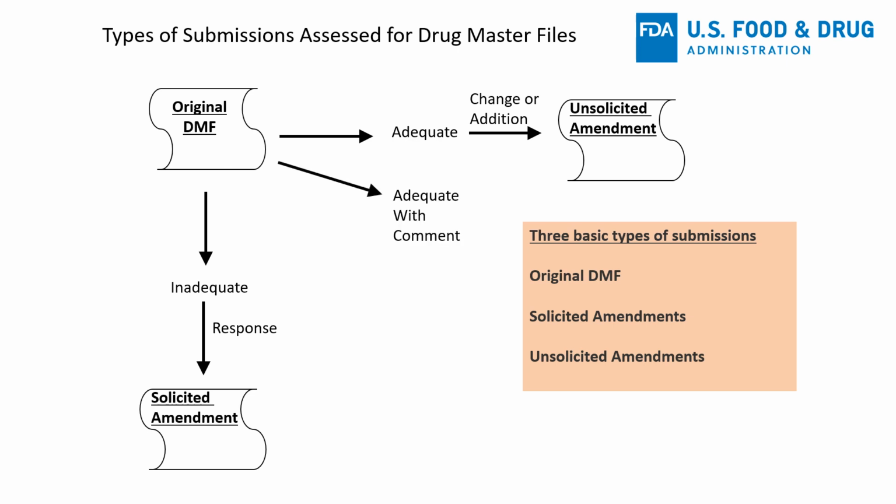There's one other type of minor amendment, which is again what we call an adequate with comment. And this is a comment we'll send you that your DMF is considered to be adequate for an application which has referenced it. But there is some information we would like to have included that is currently missing, that is not a safety issue, but is something that is going to improve your DMF and make it applicable to more different applications. And that, again, would be considered a solicited amendment when you have a response to us. So those are basically the three kinds: original, solicited, and unsolicited.